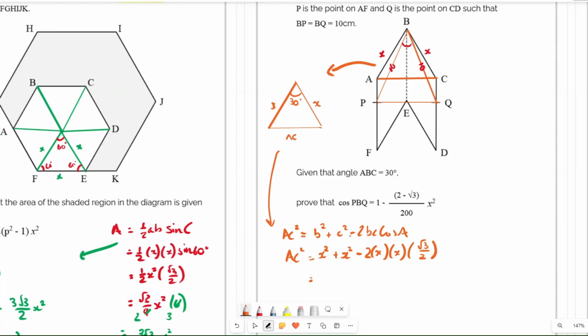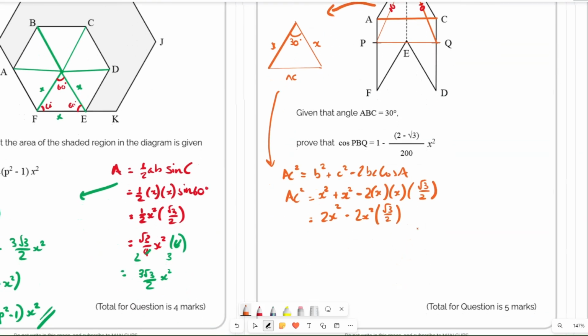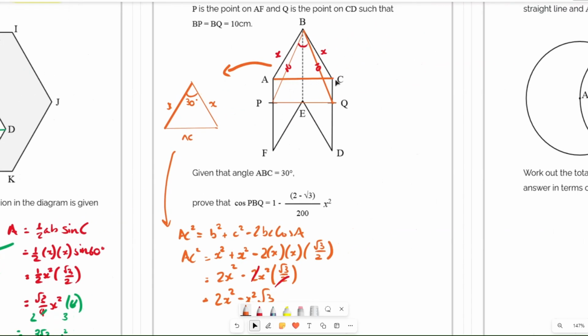So if we simplify this down, we get 2x squared minus another 2x squared, isn't it? But it's going to be times root 3, so it's going to be 2x squared times root 3 over 2. And then you can see those 2s cancel out, so we're going to get 2x squared minus x squared root 3. So we know that's going to be the length of this line right here, and it's also going to be the length of this line right here, so they're going to be the same.